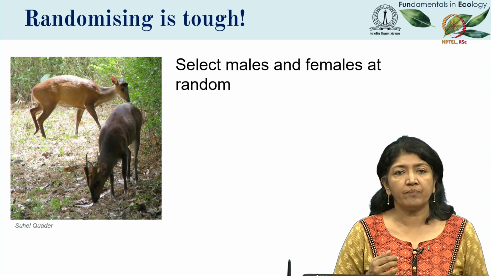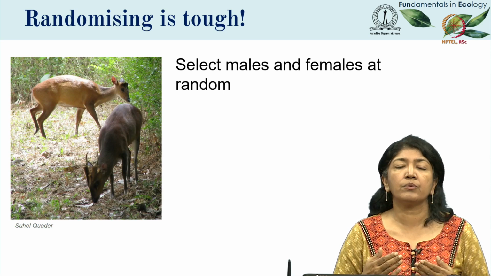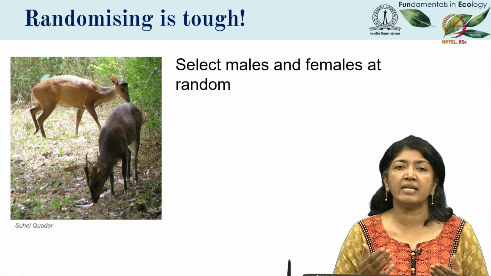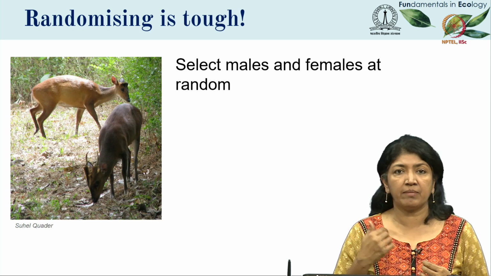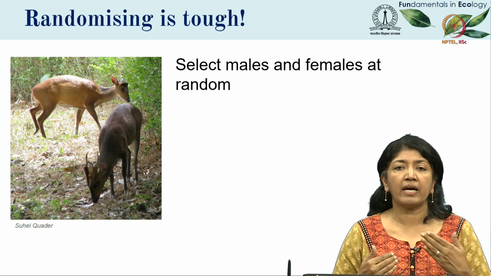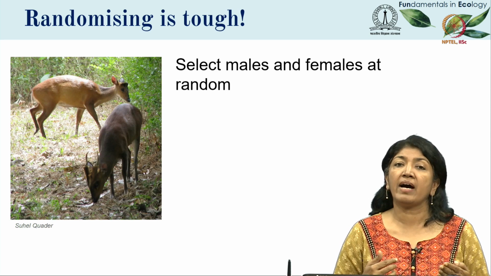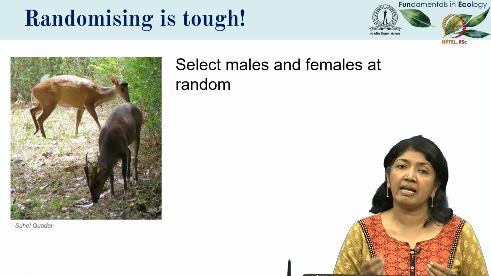So, for example, in this barking deer example, suppose I wanted to estimate male and female body size, and I want to sample 30 males in the population and 30 females in the population. So, I could decide that every day I go out and measure the first 5 males and first 5 females that I encounter, and then measure them.